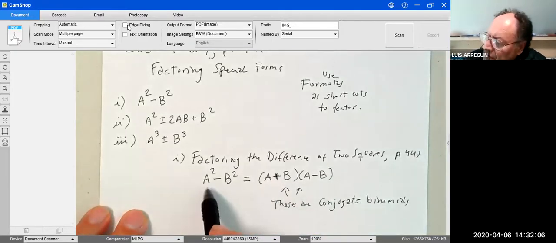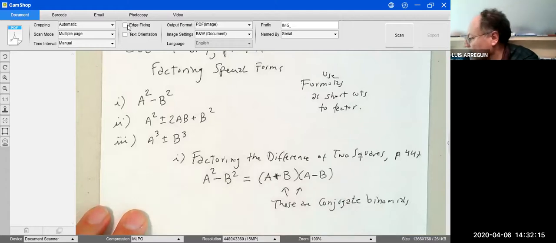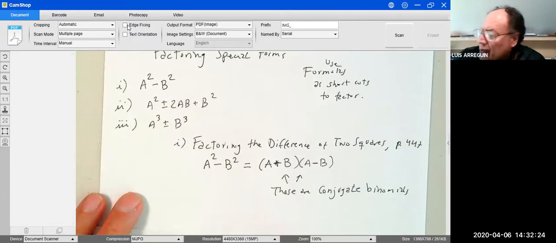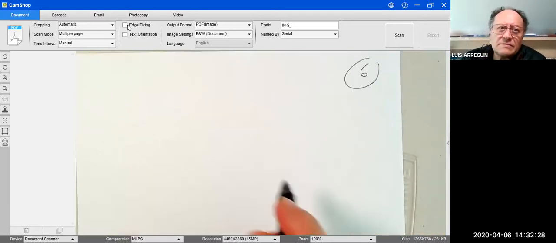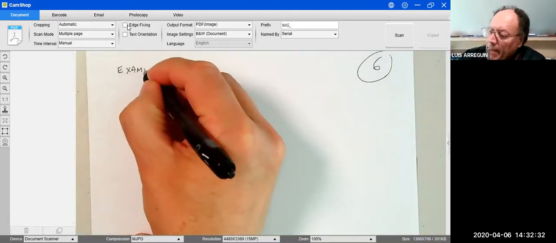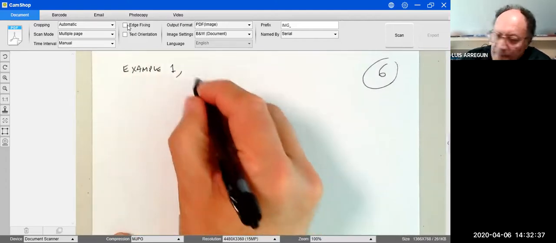So when you have the difference of two perfect squares, the way that you're going to factor this form is just by writing the product of two conjugates. The only thing that you need to do is check that you have two perfect squares. So I'm going to solve example 1, on page 447.